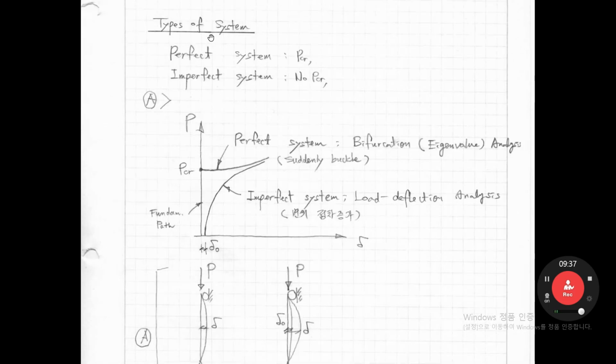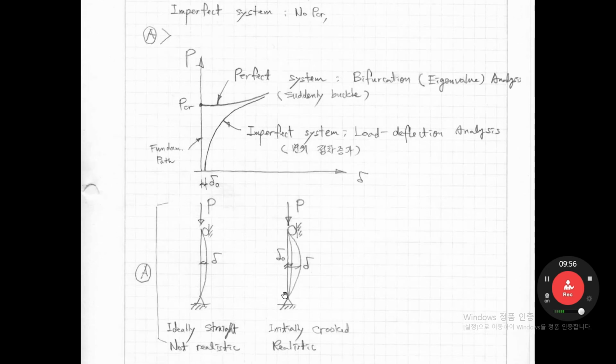Let's move to types of systems. In a perfect system, we can get PCR, as I mentioned just before. In an imperfect system, there is no PCR. An imperfect system means that the column has an original deformation like this before the axial force is applied. So originally it is not a straight column. In that case, we call it an imperfect system.